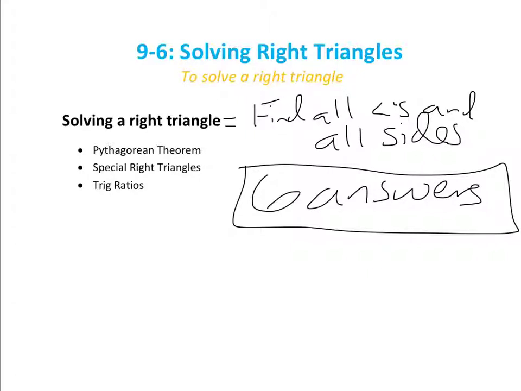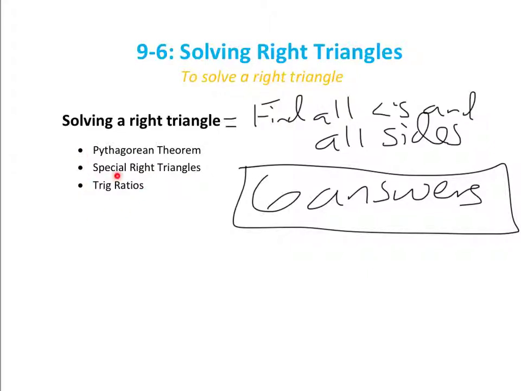But the tools you need to be able to use, obviously the Pythagorean theorem. If you have that special case, you'll have to use the geometric mean, but usually you're not going to have that. Most likely you're going to have the Pythagorean theorem, the special right triangle stuff, if you have a 30, 60, 90, or 45, 45, 90. And lastly, the most difficult one, the trig ratios.